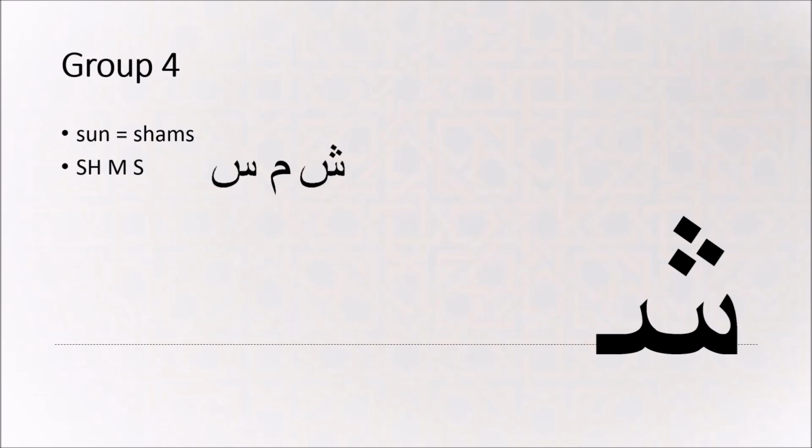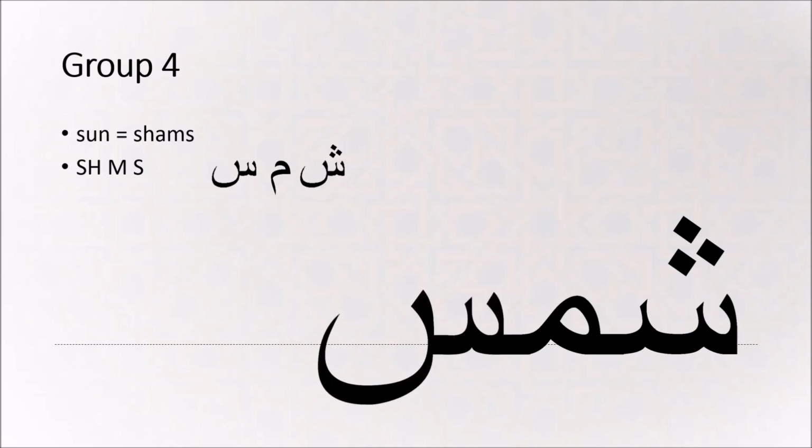Next one, Mim, a helping line coming from the right, Mim in the middle form, and a helping line to the left. And last but not least, Sin in the ending form, we have a helping line coming from the right, and add Sin in its isolated form to it. Perfect, Shams.